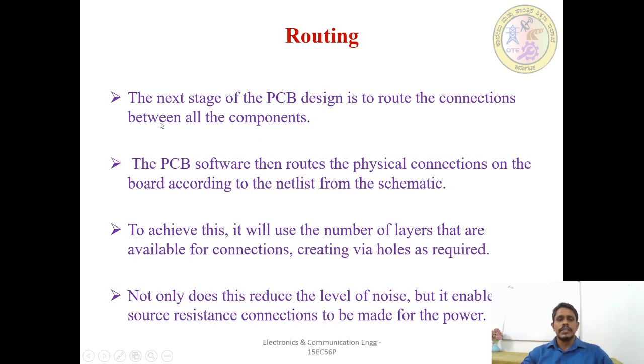The next stage is routing. The next stage of the PCB design is to route the connections between all the components. The PCB design software then routes the physical connections on the board according to the netlist from the schematic. Whatever nets are present in the netlist, those nets will appear in the PCB layout. Other than that, no other nets will be available. If other nets are available, that is an error. To achieve this, it will use the number of layers that are available for connections, creating via holes as required.